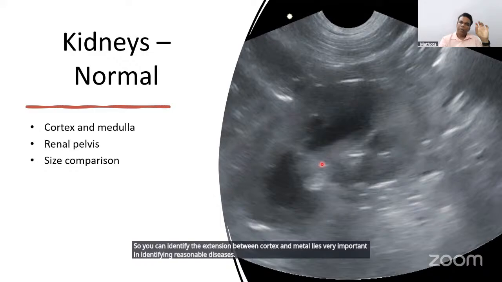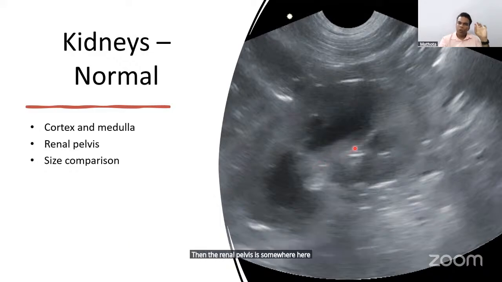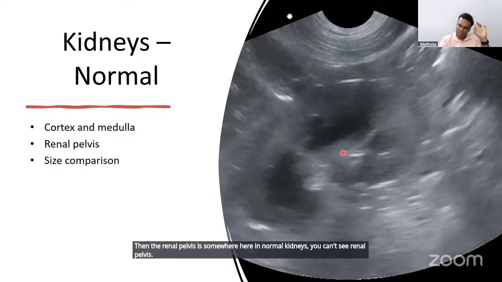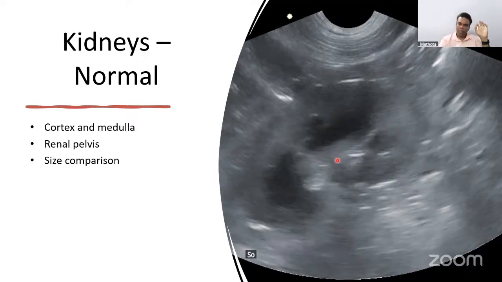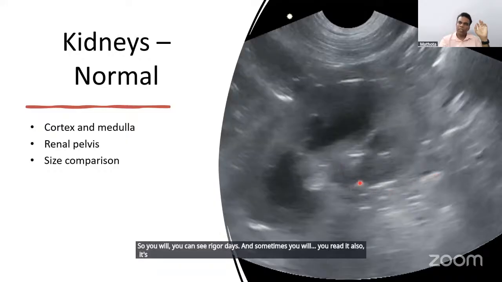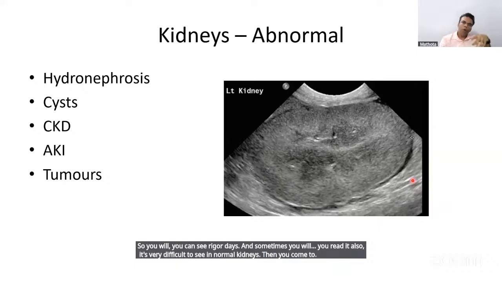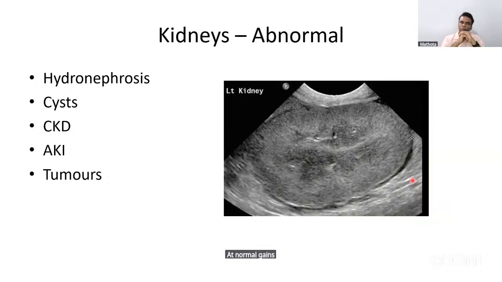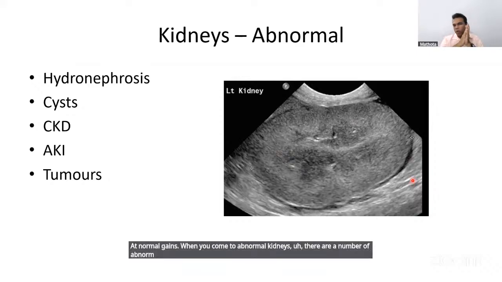Then the renal pelvis is somewhere here. In normal kidneys, you can't see the renal pelvis. Sometimes you will see a small, tiny line here, but it is very difficult to identify in normal kidneys. So you can't see the renal pelvis. And sometimes the ureter also is very difficult to see in normal kidneys. Then you come to abnormal kidneys. When you come to abnormal kidneys, there are a number of abnormalities. So we'll talk about them one by one.